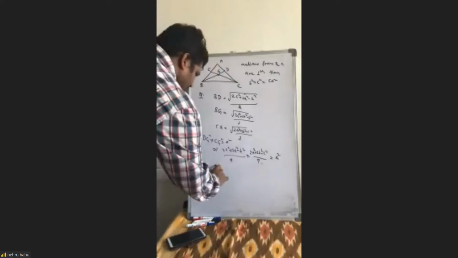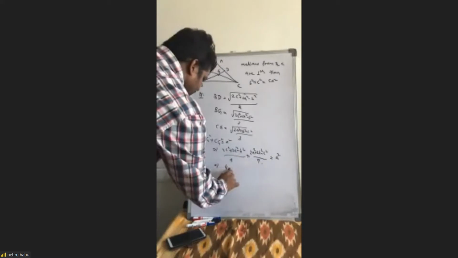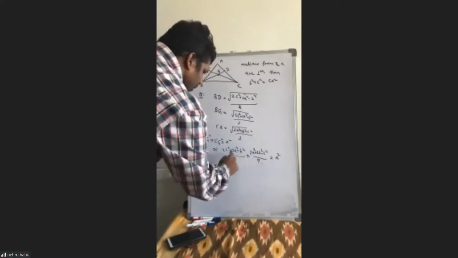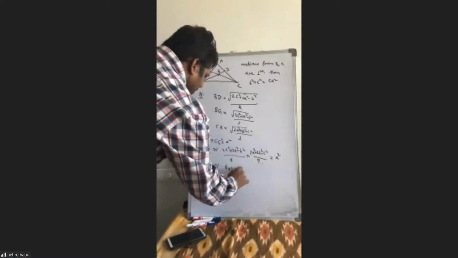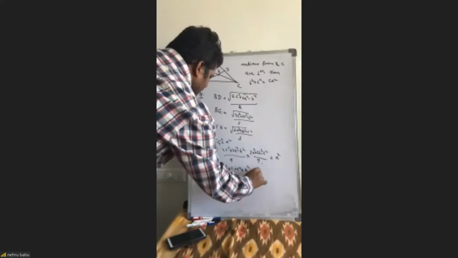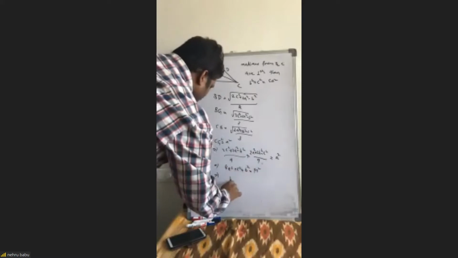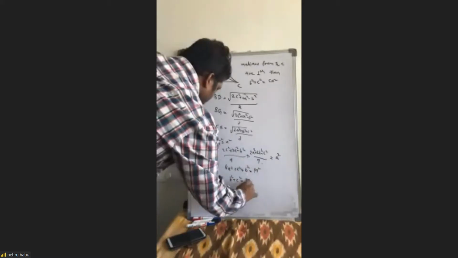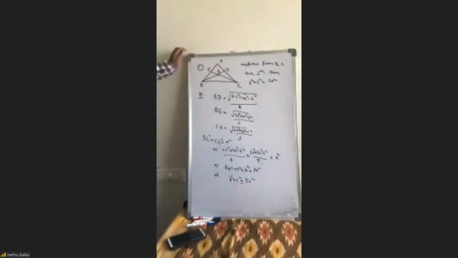If we add these two results together, we get 4A square, 2C square minus C square is C square, 2B square minus B square is B square, equal to 9A square. So B square plus C square equal to 5A square. You can remember this result as a formula also, because sometimes they give two lengths and ask for the third side. So this is the proof of this.